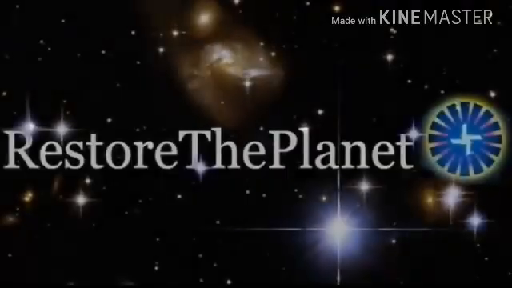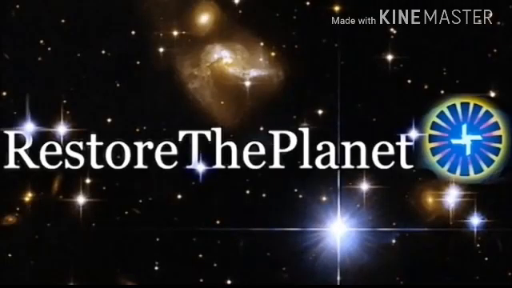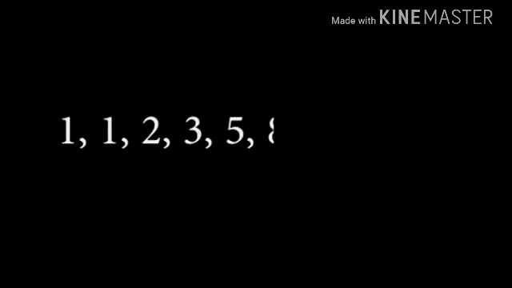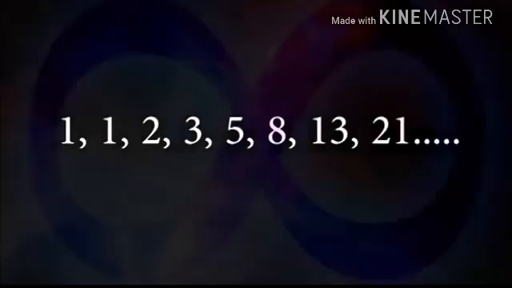This is Gareth Manfred Graff with Restore the Planet, and today I'm here to share with you about the Fibonacci sequence and spiral. The Fibonacci sequence is a series of numbers that go from 1 to 1 to 2 to 3 to 5 to 8 and then to 13 and 21 and on and on. In fact, it will continue like that forever.